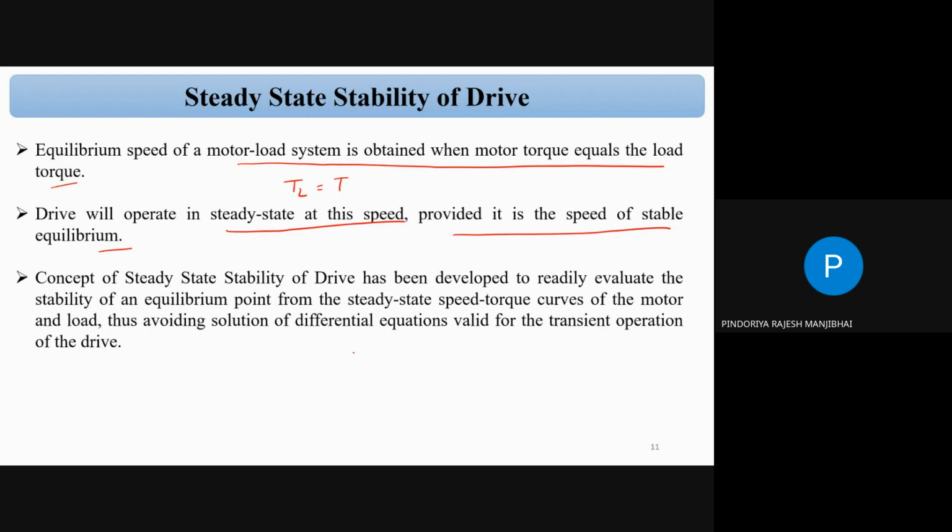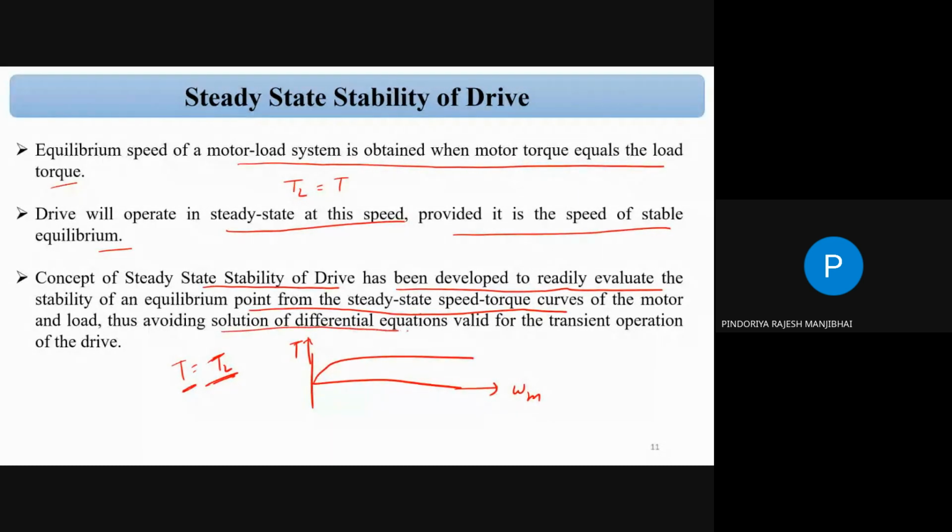So your speed is something like that. This is omega m, and this is the torque. When T equals TL, the load torque equals the motor torque, and then we can say it is stable operation. The concept of the steady state stability of the drive has been developed to readily evaluate the stability of the equilibrium point from the steady state speed torque curve, thus avoiding the solution of the differential equation to validate the transient operation of the drive.